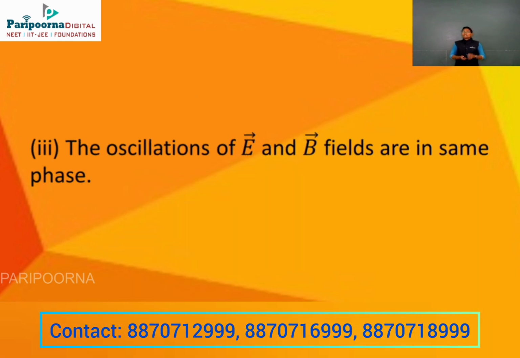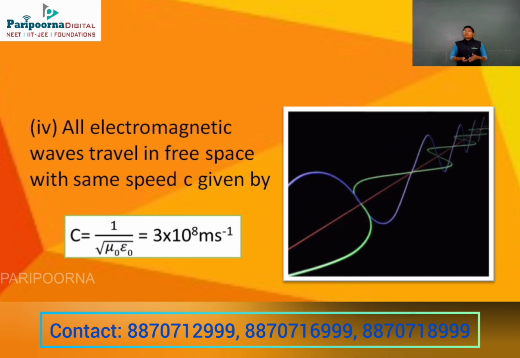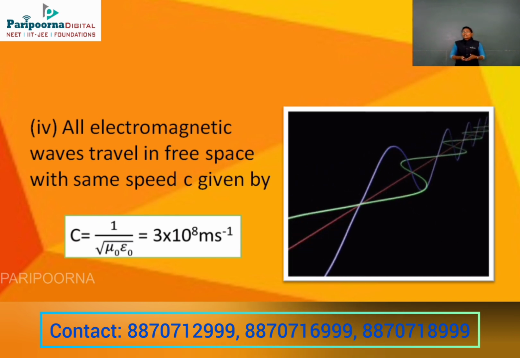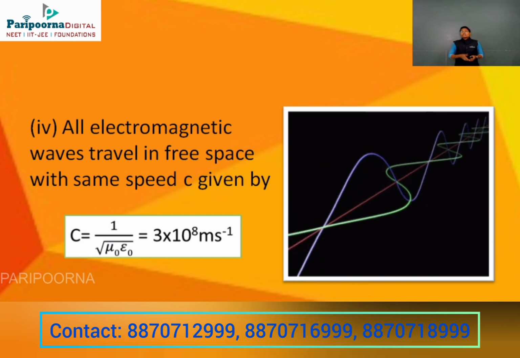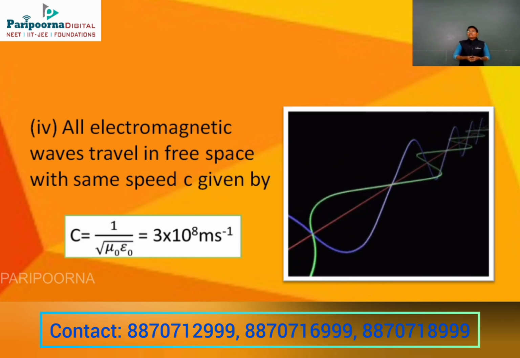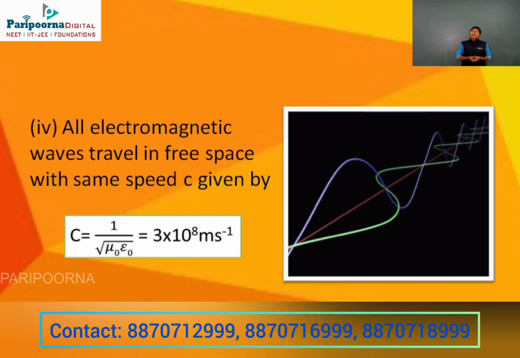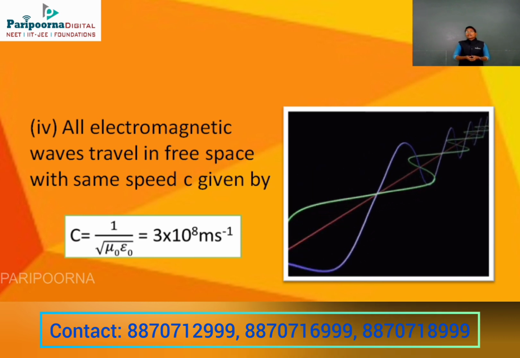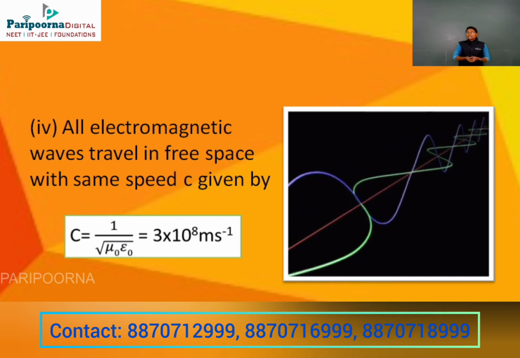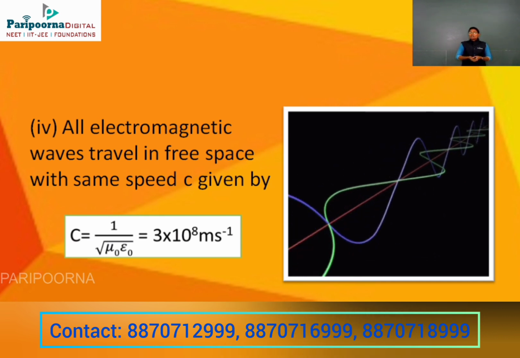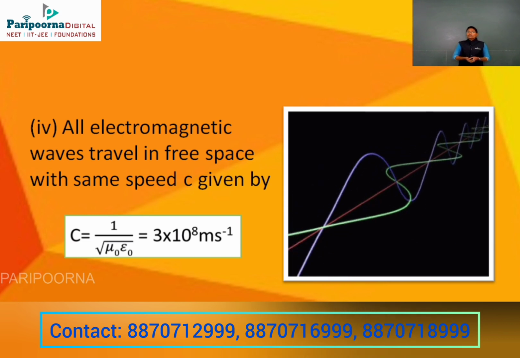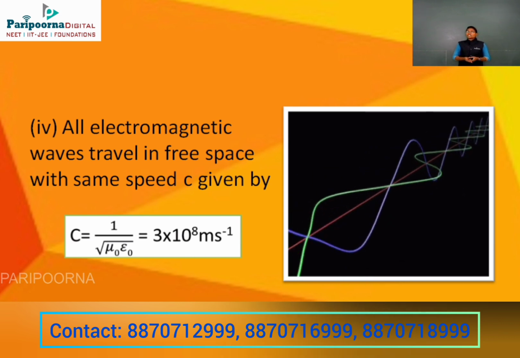The third property is that the oscillations of the electric field and the magnetic field are in the same phase, and all electromagnetic waves travel in free space with the same speed c. As we have seen before, electromagnetic waves need not have any medium to propagate. So it travels in free space with the speed c, given by c equal to 1 by root of mu naught epsilon naught, which is equal to 3 into 10 power 8 meter per second, that is the speed of light.